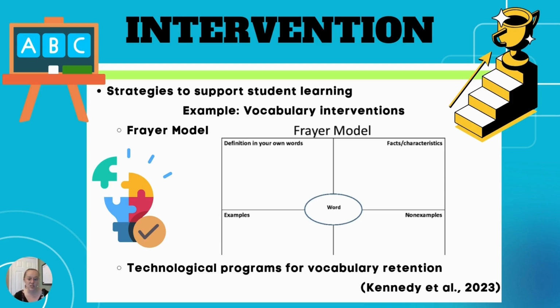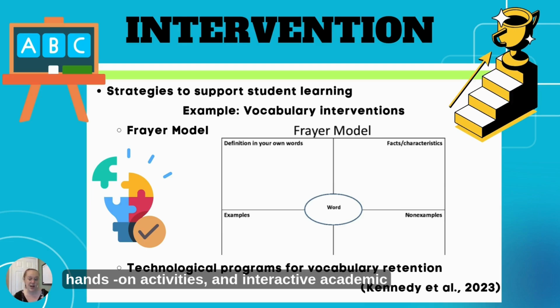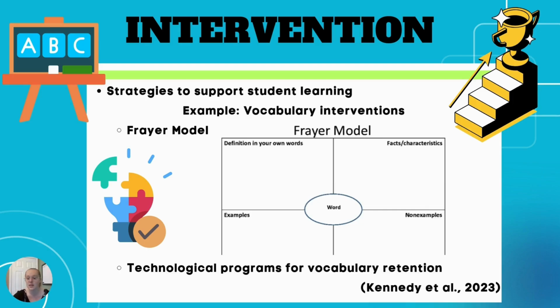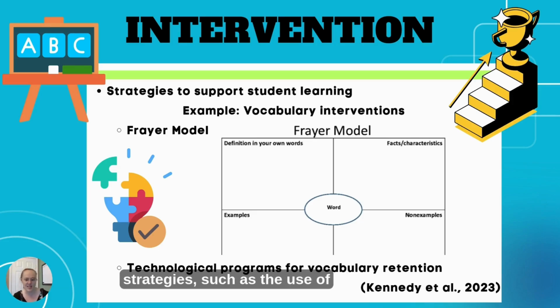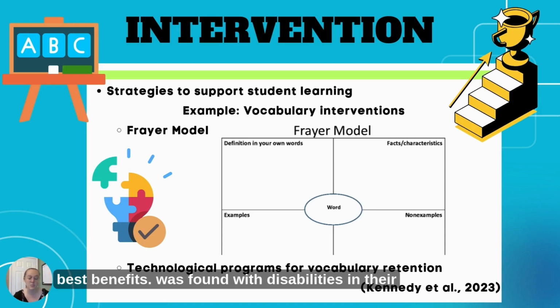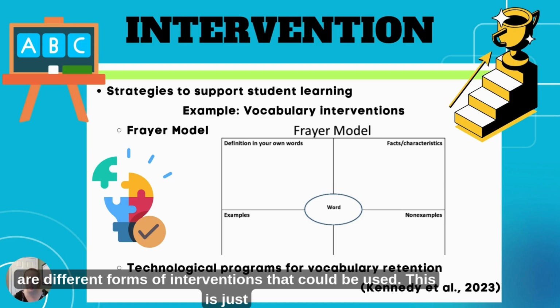Clear and direct instruction, hands-on activities, and interactive academic games are also different forms of intervention that provide a diverse hands-on learning experience for your students. There was a recent study on vocabulary intervention that found that recent technological advances and newly developed programs that follow specific instructional strategies, such as the use of synonyms with visual supports, actually best benefit our students with disabilities in their vocabulary acquisition. Again, many different forms of interventions that you could use.